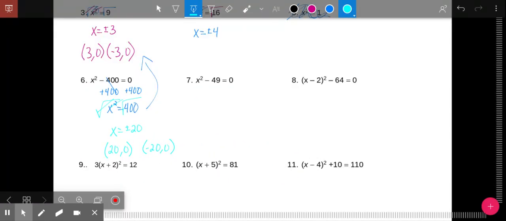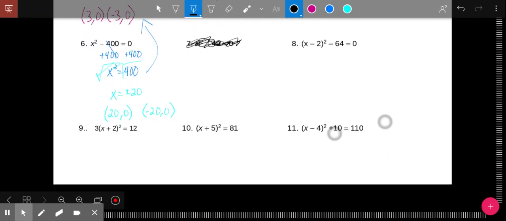All right. If you have any questions about those first ones, please make sure you're asking. We're going to skip number 7 too. That way I don't talk for too long. And it's the same exact process. All right, so number 8, this is where our new ones start.